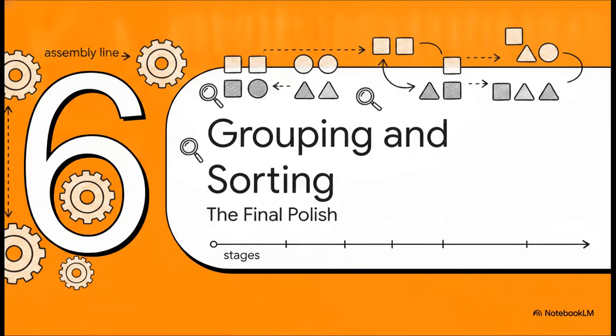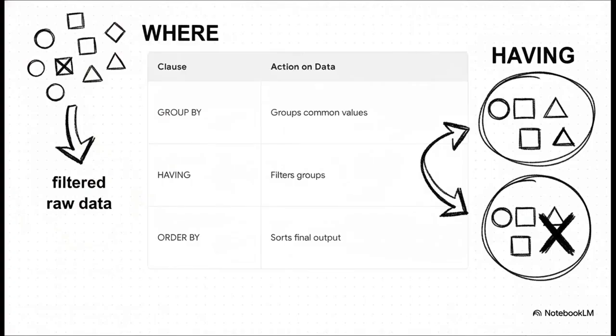Bringing us to Section 6. Grouping and sorting data, the final polish. It is absolutely vital to understand the difference between filtering raw data and filtering grouped data. Where filters the raw data before grouping, while having filters the cooked, aggregated data after the group by clause does its thing. So if you want to find departments with more than 2 employees, you've got to group them first and then filter those groups using having.